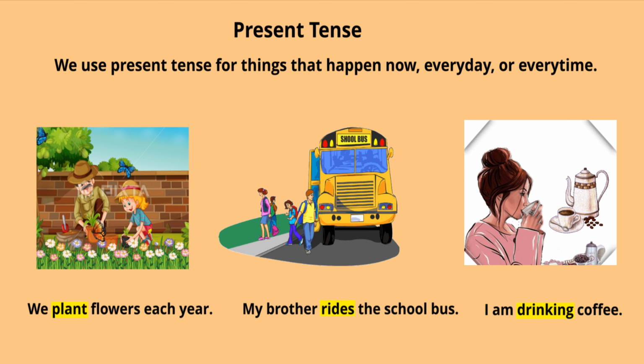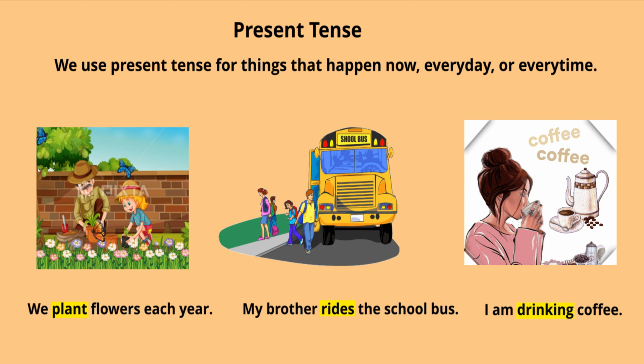Let's see some examples. The first image, what do you see? You see a father and a daughter working in the garden, and the girl says, "We plant flowers each year." That means they do it every time, like every year, they plant flowers. That means plant is in present tense. The sentence is in present tense.